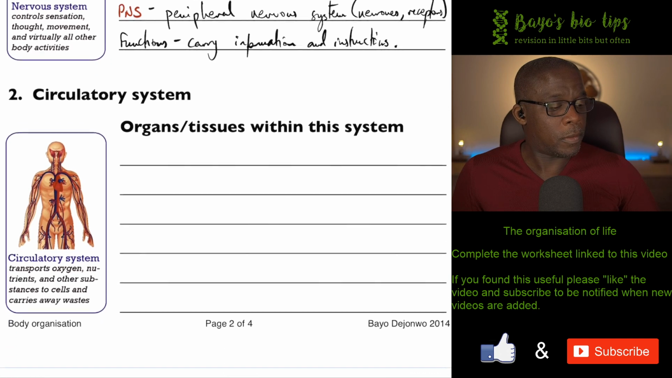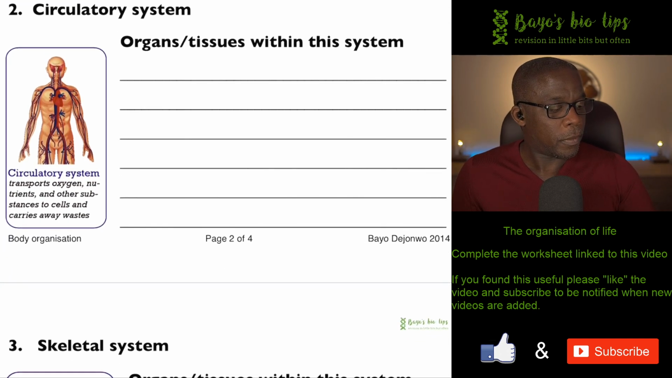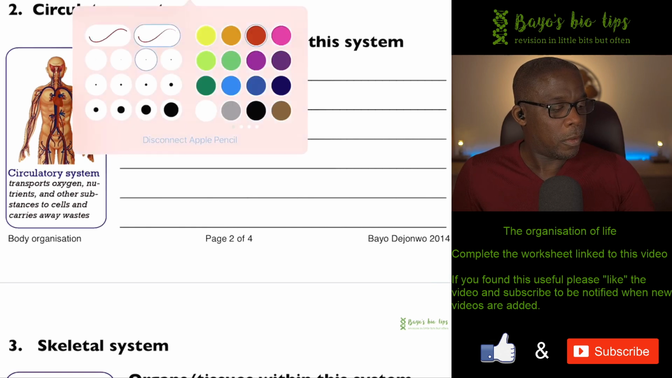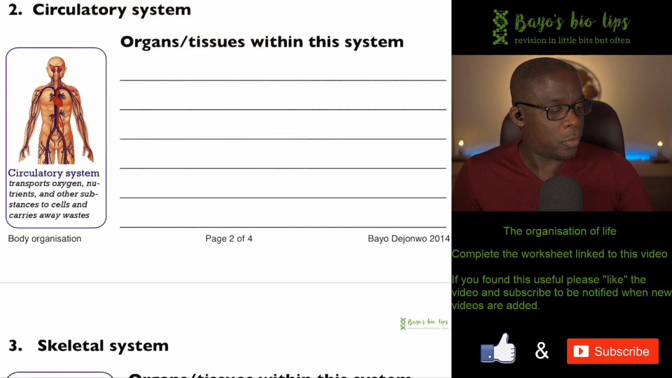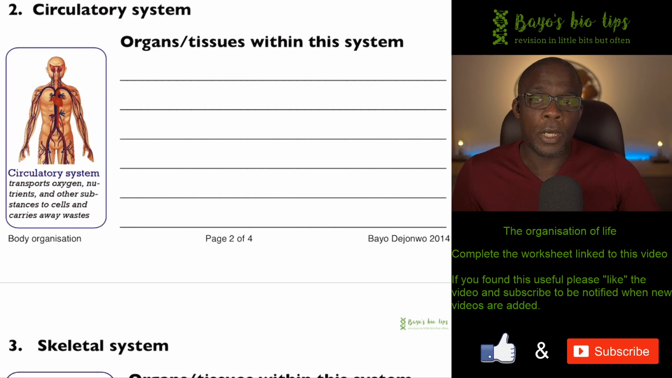The next system we're going to discuss is the circulatory system. In the circulatory system, we're going to talk about some of the organs and tissues within it, and it already states what the function is in the diagram. So it transports oxygen, nutrients, and so on around the body. It also contains the body's defense mechanisms against foreign invaders.